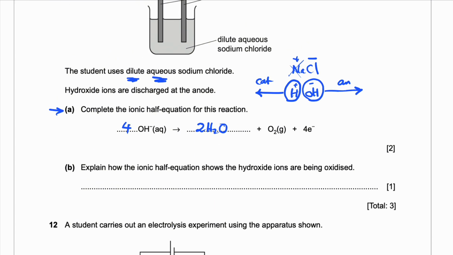Next question. Explain how the ionic half equation shows the hydroxide ions are being oxidized. So once again, this is an oxidation reduction reaction. So any oxidation, remember, oil rig, oxidation is loss of electrons. So you just say that hydroxide ions or OH negative ions lose electrons. And that will come later when we discuss redox reactions.